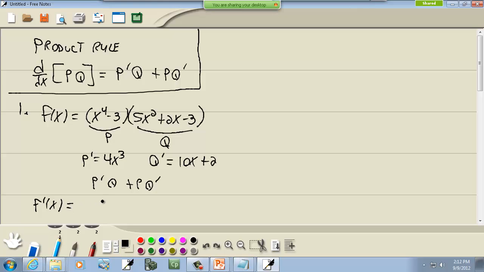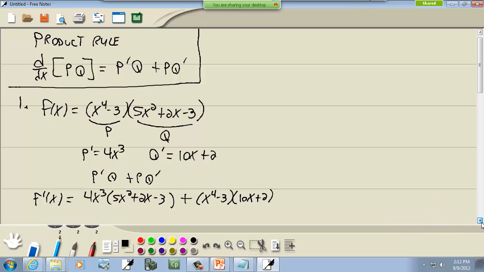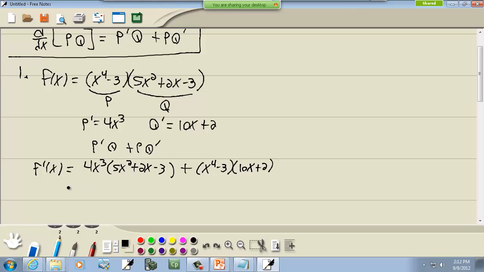So our derivative: p prime was 4x to the third times q, which was 5x squared plus 2x minus 3, plus p, which was x to the fourth minus 3, times q prime, which is 10x plus 2. Well, we'll do a little bit of simplifying here. We'll go ahead and get rid of these parentheses.